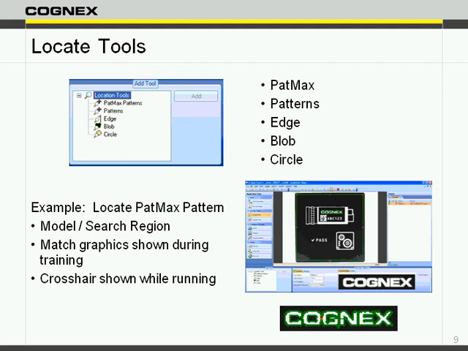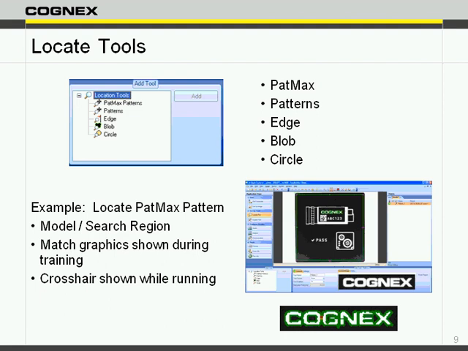There are 5 location tools: PatMax, Patterns, Edge, Blob, and Circle. PatMax and Patterns are just about the same. PatMax is a more powerful tool, but not as accurate as Patterns. As you might expect from that, Patterns is a little bit faster. If you have a nice crisp edge and you don't anticipate having problems, or you're testing and you don't see that you're having problems, you might just go with Patterns because it's a little bit quicker than PatMax. It'll do the trick for you. Then you have PatMax Pattern, a much more powerful tool. A little bit slower, but much more powerful.